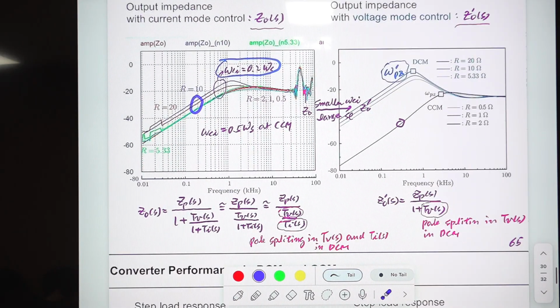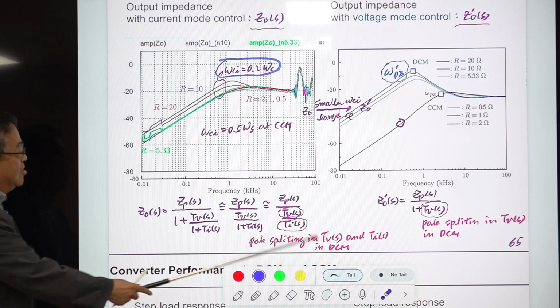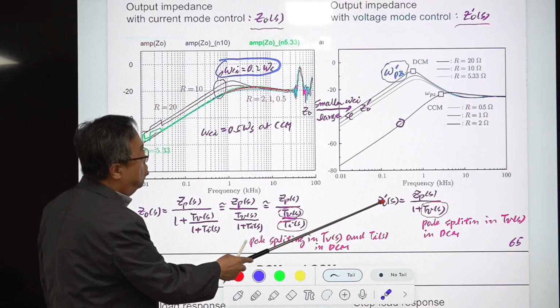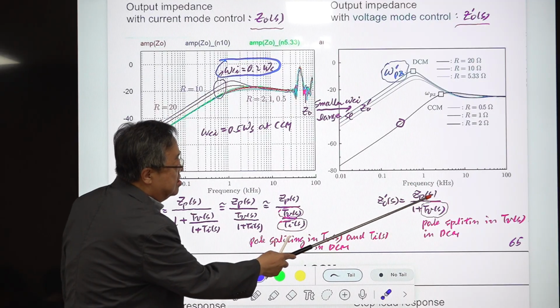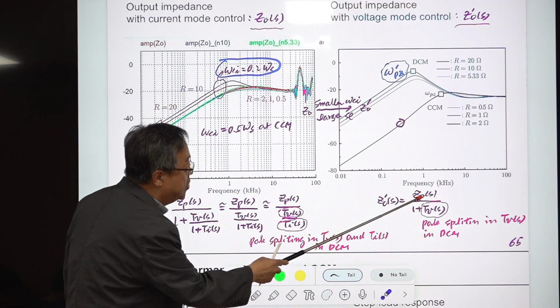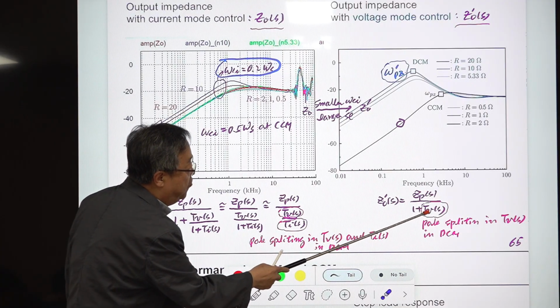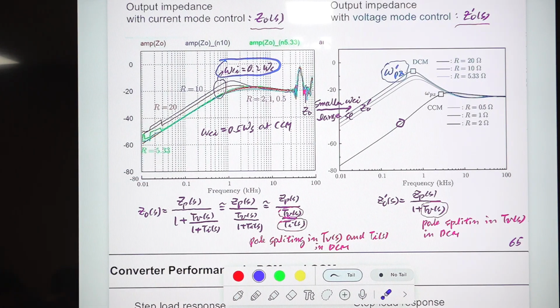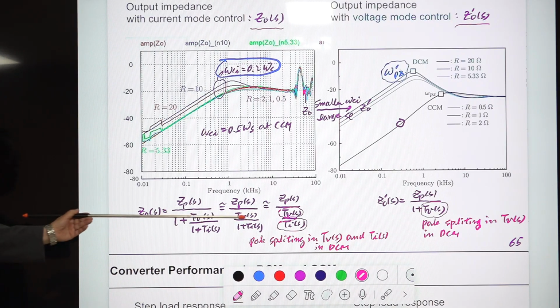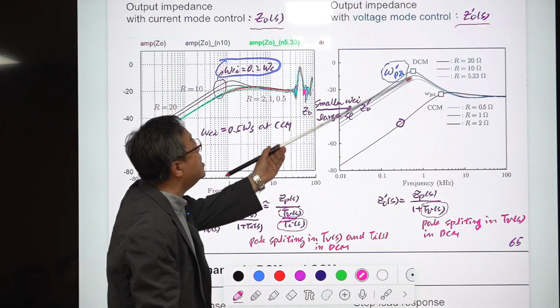So loop gain remains about the same, and the same is true for the output impedance. Why is that? That is also obvious. Okay? So assume this is the G_o prime, where prime is with voltage mode control. Then this is the output impedance expression. G_ps is the open loop load current to output transfer function, and T_bs is here. And at DCM, pole splitting is occurring here. Splitting is occurring here. That affects this one, and this is reduced. Then this will be increased like this.